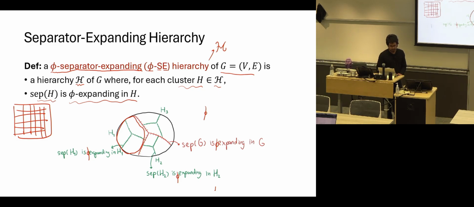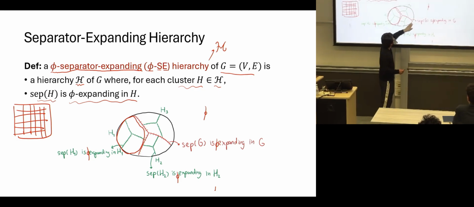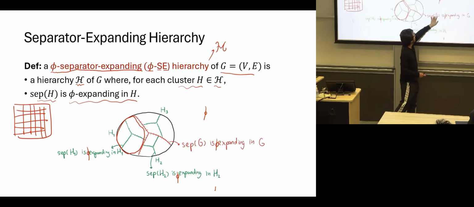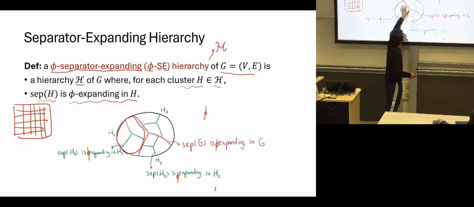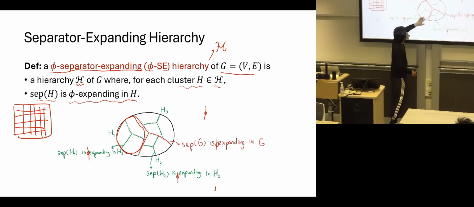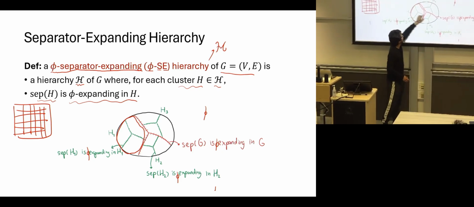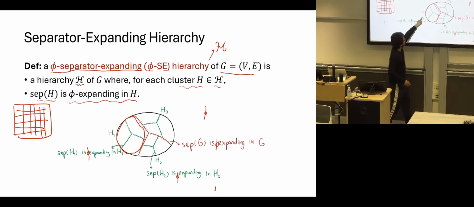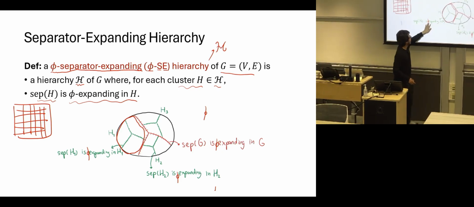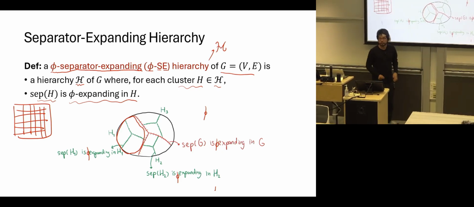For example, if you look at the root cluster, which is the whole graph, the separator, which is like the red edges that separate the whole graph, is expanding in G. And if you look at the sub-clusters of the root, which are H1, H2, H3, then if you look at the cluster H1, the separator of H1 is phi expanding in H1, and so on.